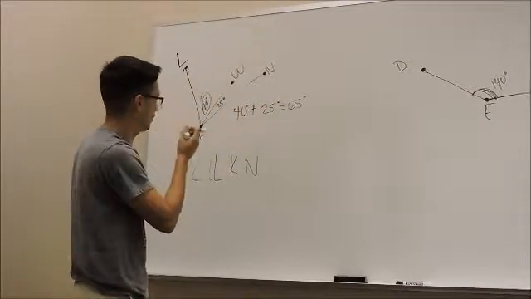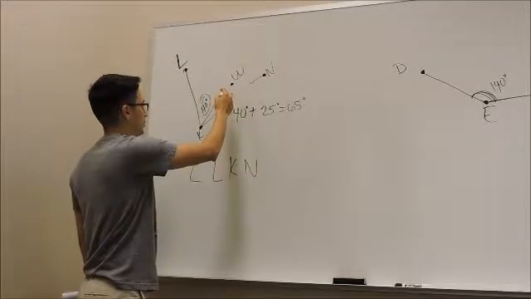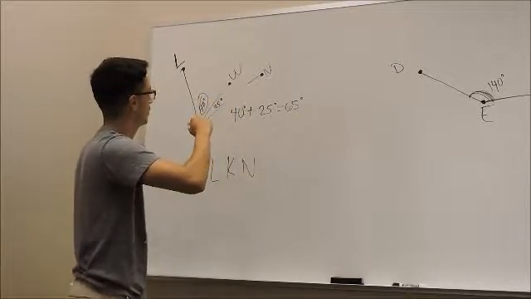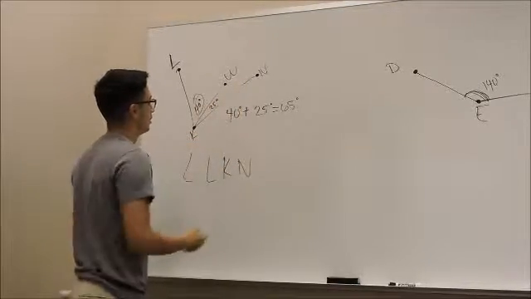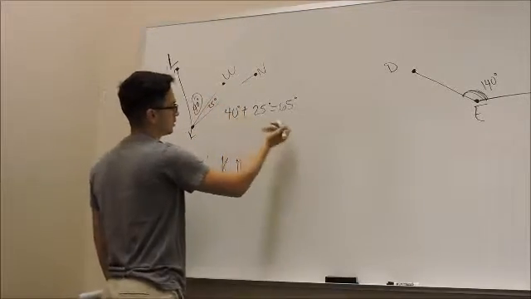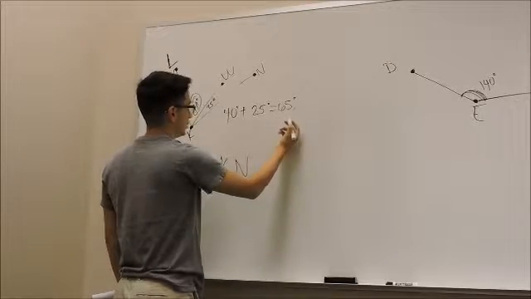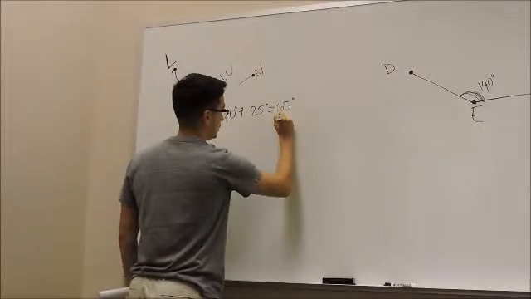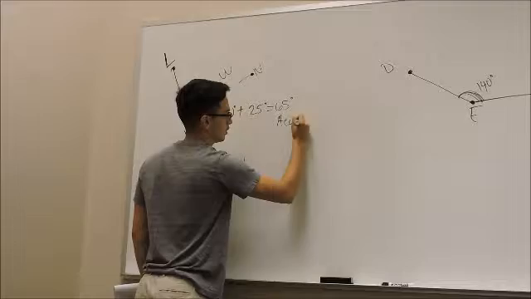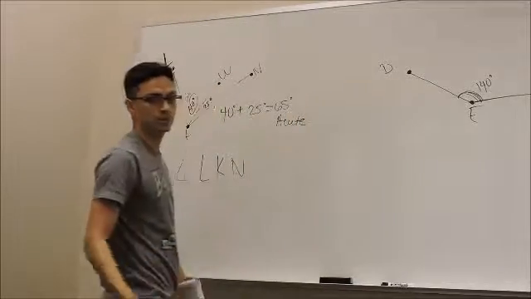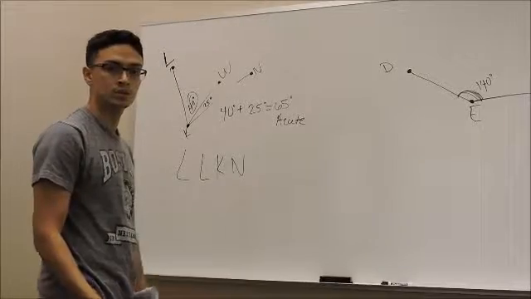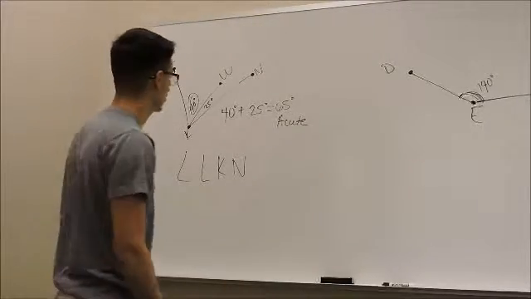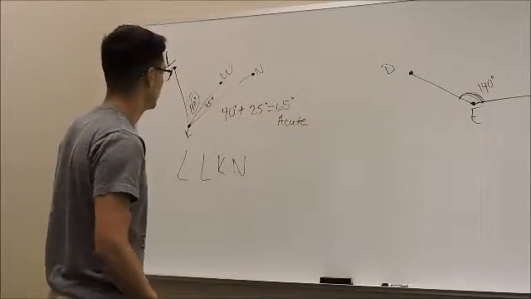Then we have another additional angle here, which is 25 degrees, which is WKN. If you add these two, 40 plus 25 equals 65, which is an acute angle. You know acute is less than 90 degrees, which is less than a right angle, which is basically just different terminology.